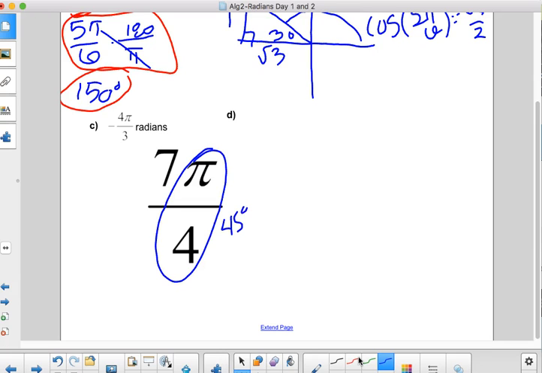So this is saying how many of those 45 degrees do we want? 7. So what is 7 times 45? That's much easier multiplication. 7 times 5 is 35. 4 times 7 plus 3? 315.